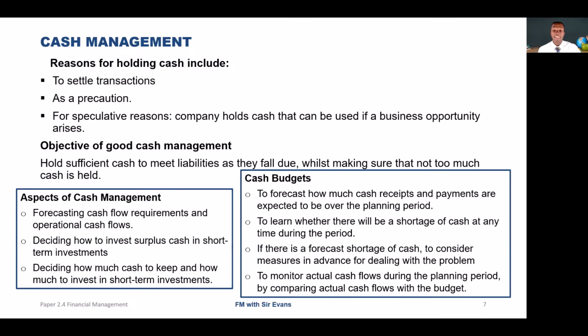How about cash budget? It's a detailed plan of cash receipts and cash payments during a planning period. For an annual master budget, the cash budget might be prepared on a monthly basis or possibly a quarterly basis. The main uses of a cash budget are: one, to forecast how much cash receipts and payments are expected to be over the planning period, to learn whether there will be a shortage of cash at any time during the period. If there's a forecast shortage of cash, you should consider certain measures in advance for dealing with the problem. And then to monitor actual cash flows during the planning period by comparing actual cash flows with the budget.